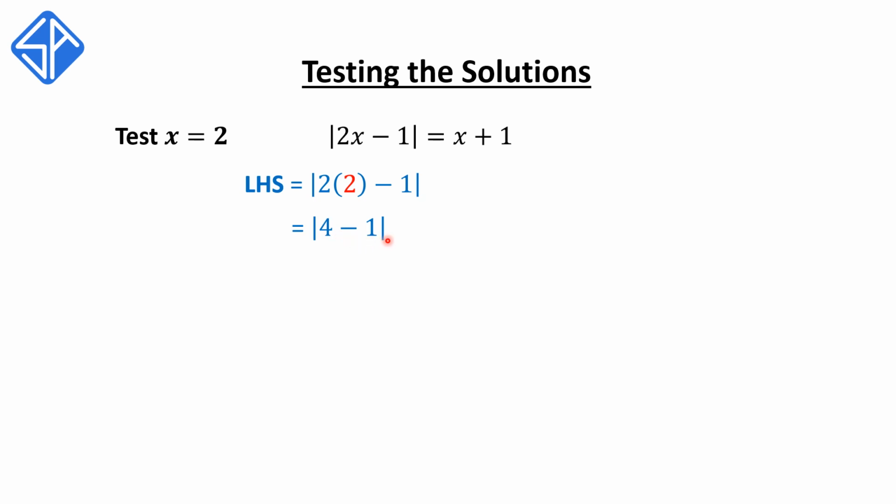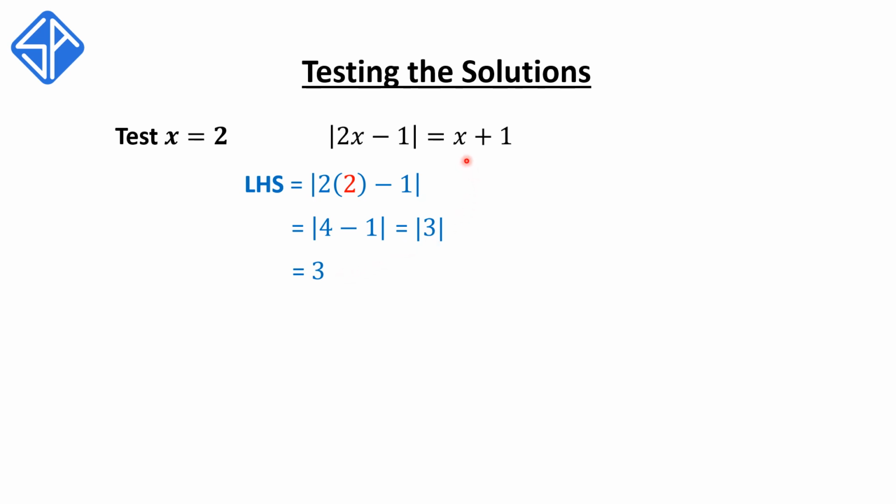After we have solved for x, we also need to test whether both solutions are valid, because it's not always the case that both solutions are valid. So we're going to begin by testing our first solution, x is equal to 2. We have the equation. We're going to sub x is equal to 2 into the left-hand side. So we're going to get the absolute of 2 times 2 minus 1, or the absolute of 4 minus 1, or the absolute of 3. And this is simply equal to 3.